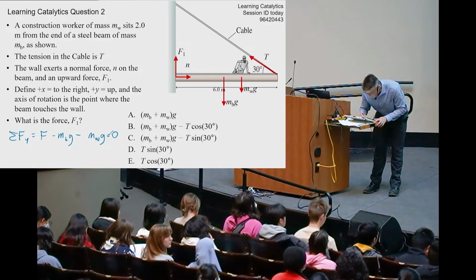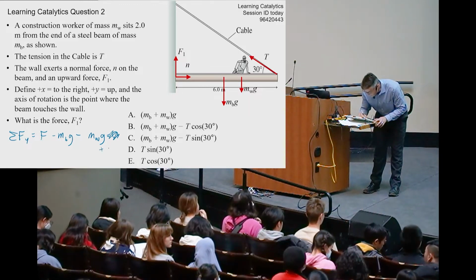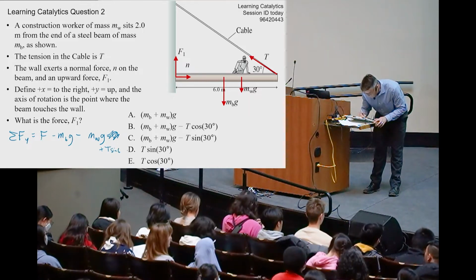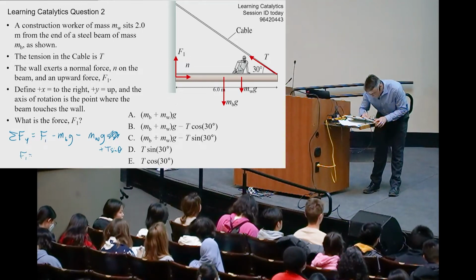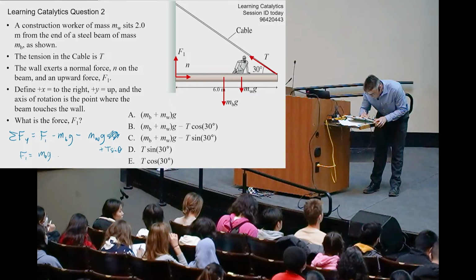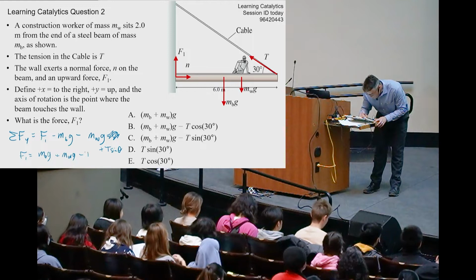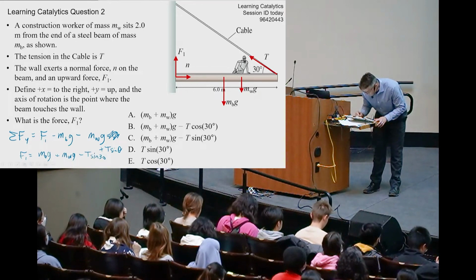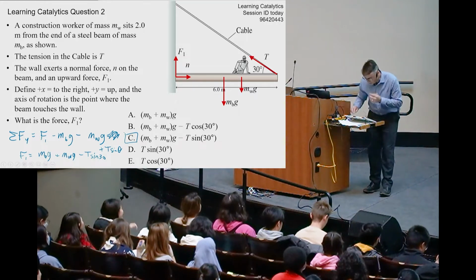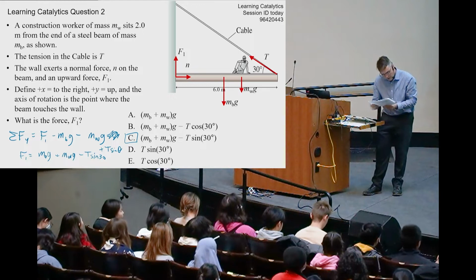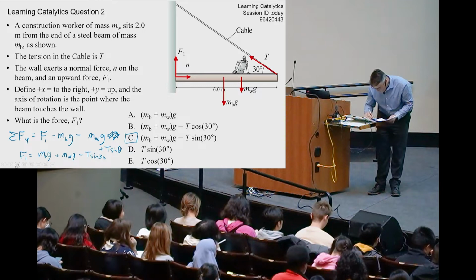No, wrong, sorry. There's another force. There's that positive Ty, right? So that's T sine of theta. So just solving that all out, F1 equals mb times g plus mw times g minus T times sine 30. Okay, and you can pull out the factor of g, and it does look like C. So good. I want to try to solve it for the tension in the cable. Let's do it.